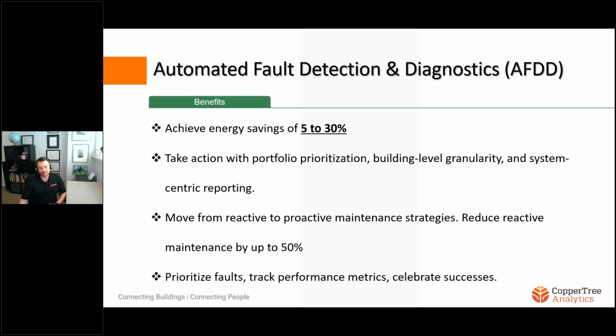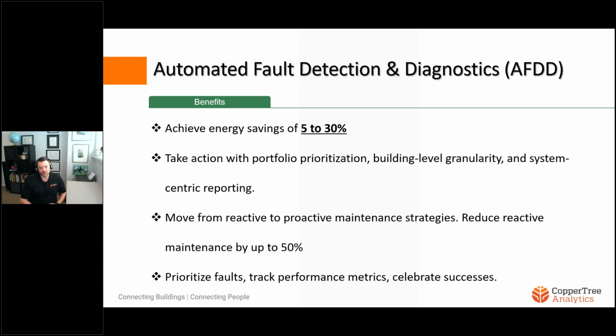With FDD, we typically were seeing anywhere from 5 to 30% energy savings in an existing building, depending on how well the building's performing, how well it's programmed, and a number of other parameters. But really at a portfolio level, if you're trying to manage hundreds or thousands of pieces of equipment, this strategy allows you to look at a portfolio level, a building level, a system level, and typically can help move from reactive to proactive maintenance. We can reduce reactive maintenance by up to 50%, if not more.